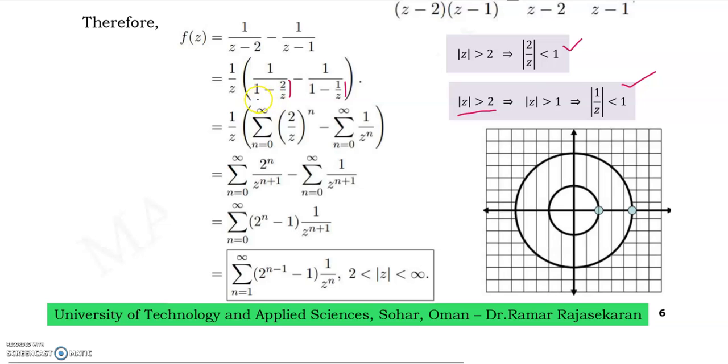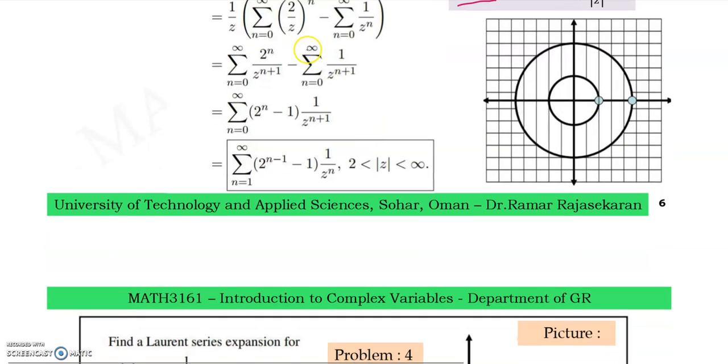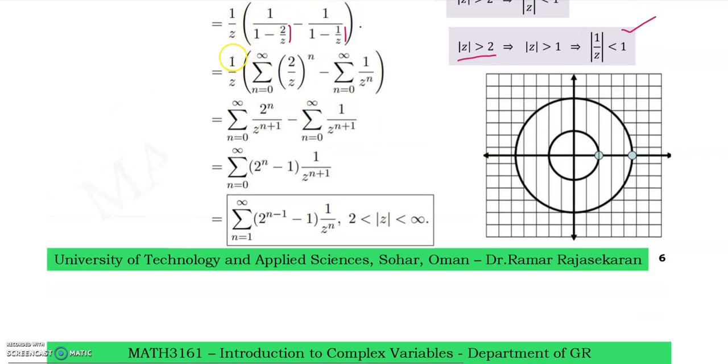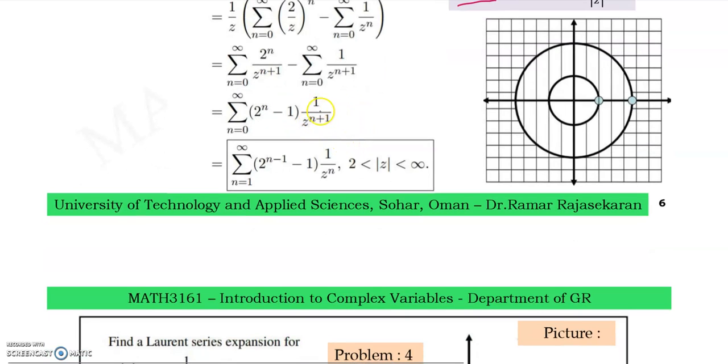Now 1 over (1 minus x). So I can write sigma n equals 0 to infinity of (2 over z) to the power n, because this is our x, so x to the power n. Similarly minus sigma n equals 0 to infinity of x to the power n, that is (1 over z) to the power n. Now multiply by 1 over z here and here, so that we get 2 power n divided by z power n plus 1, and here 1 over z power n plus 1. After that you take 1 over z power n plus 1 as a common factor, and this is the remaining value.